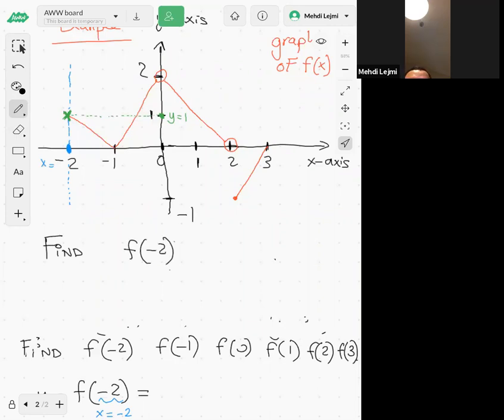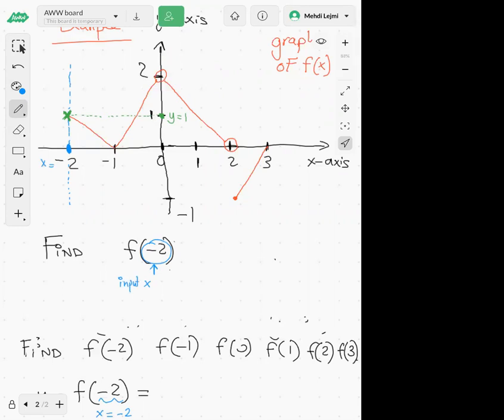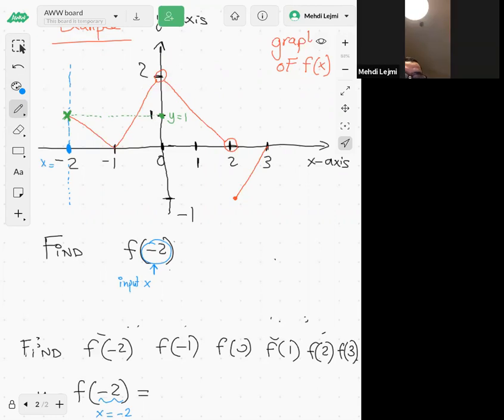So this graph is supposed to represent the graph of the function f. Now, the -2, that's my x. This -2 between the parentheses, that's my input x, right? So the input is -2. Now, f of -2 is my output. So I'm trying to find the output corresponding to the input x equal to -2.